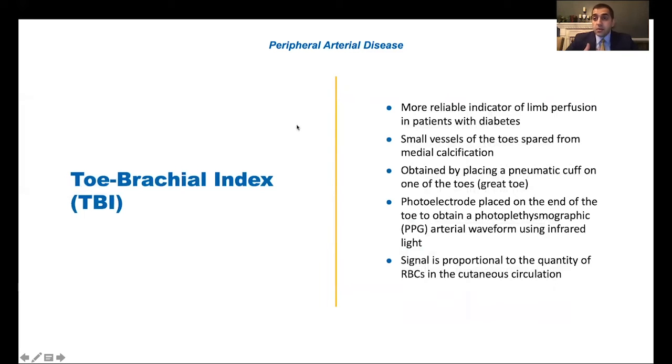As mentioned, if folks have very calcific vessels, particularly diabetics, we use something called the toe brachial index in addition to the ankle brachial index, which uses the pneumatic cuff over the great toe. The reason this works is the small vessels of the toes are spared from the calcification process as compared to the other larger vasculature.